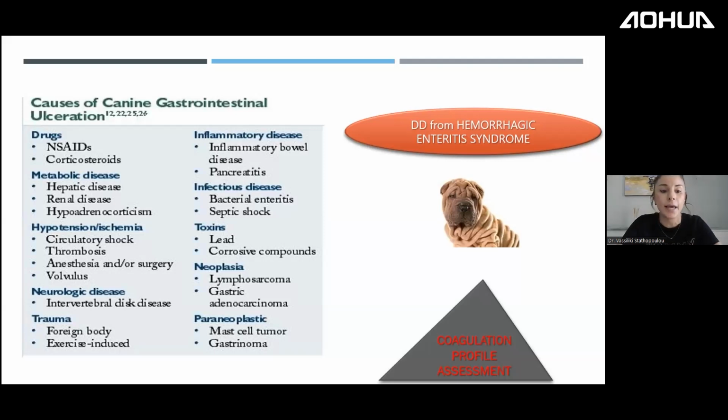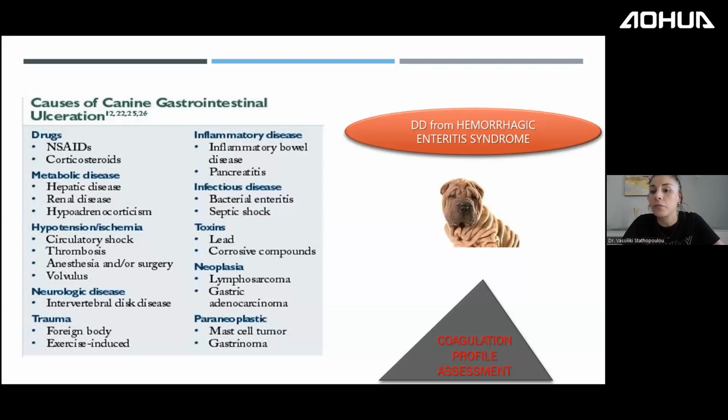Hypertension and ischemia, as we said, acute neurologic diseases, trauma from foreign bodies, exercise-induced, as I told you before, for the working dogs, and also toxins. Please always have zinc toxicosis in mind, because zinc toxicosis causes hemolysis. And where could we have zinc toxicosis? From old coins that contain zinc, for example. Also neoplastic lesions, and gastrin hypersecretion tumors like mast cell tumors or gastrinoma.